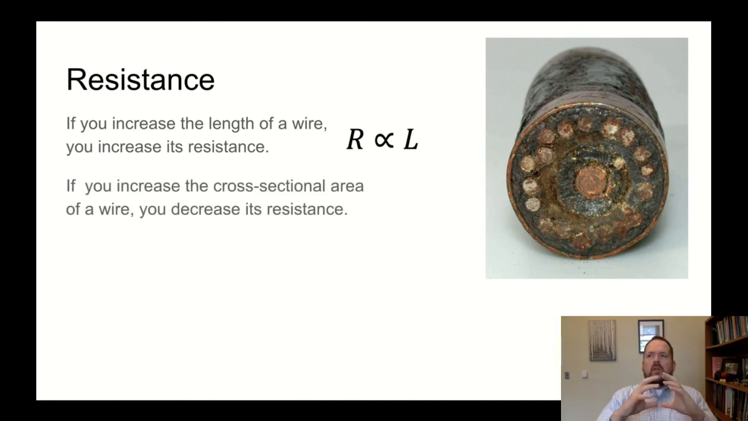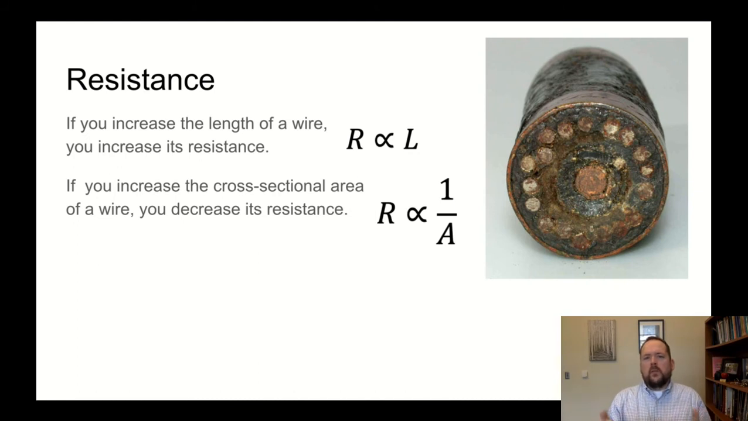If you increase, however, the cross-sectional area of a wire, you actually make it less resistant to flow. You make it more likely for charges to flow through there easily. And so resistance and area are inversely proportional to each other. We can say R is proportional to 1 over the area.